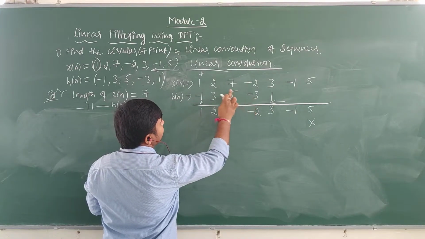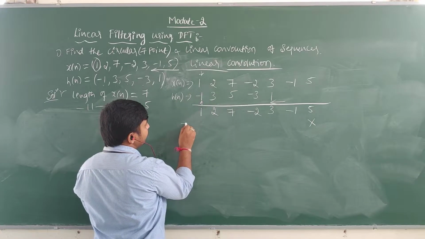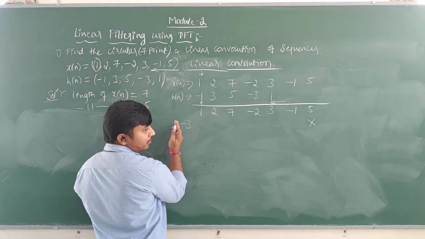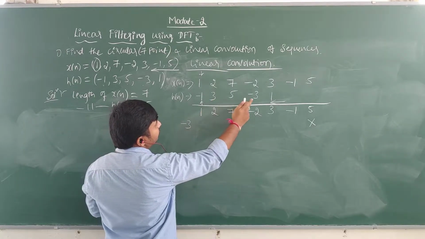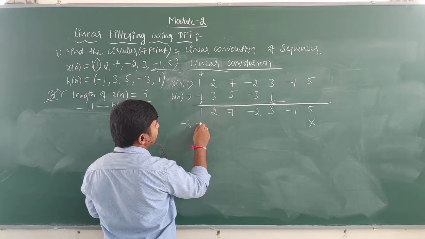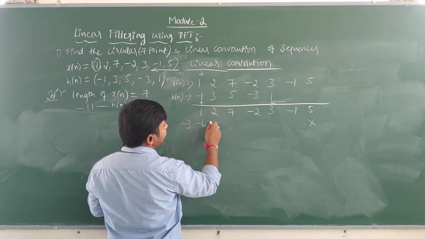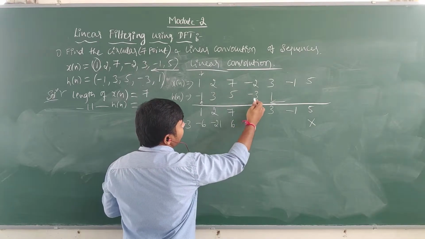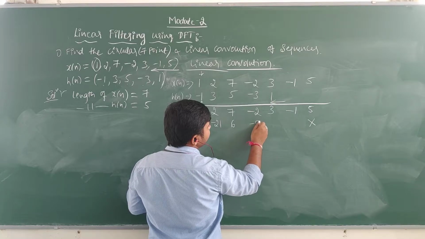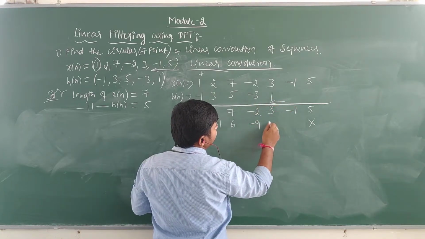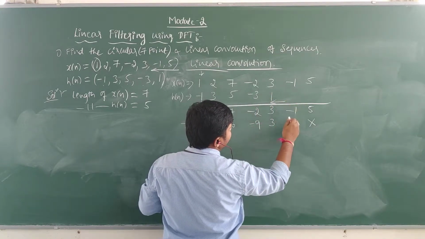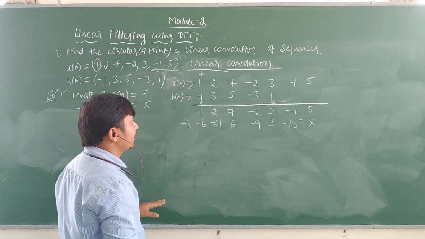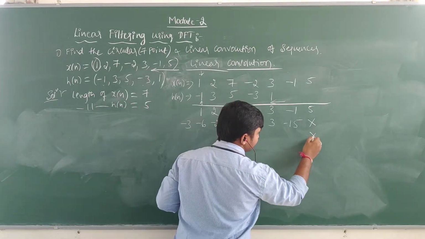So minus 3 into 1, it is minus 3. I have left one space because I am shifting this one unit to the left side. So minus 3 into 2, minus 6. Minus 3 into 7, minus 21. Minus 3 into minus 2, it is plus 6. Minus 3 into 3, minus 9. Minus 3 into minus 1, it is plus 3. Minus 3 into 5, it is minus 15. So again, leave one more space here.